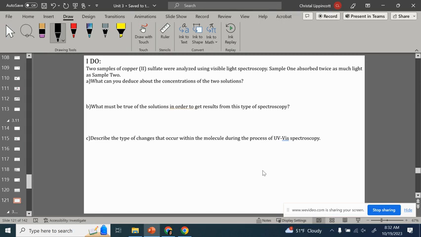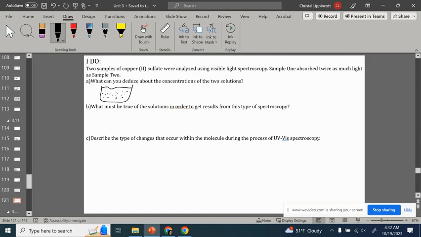Yep. Absorb more light, have a higher concentration. Right. So if you think about this, if you have your copper sulfate, which you guys are going to have copper nitrate tomorrow, if we have more copper nitrate, and you have to have something that has a color, okay? So this is going to have that pretty blue color.